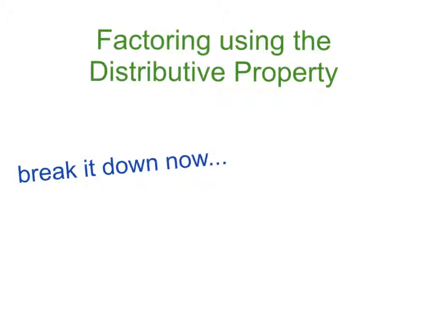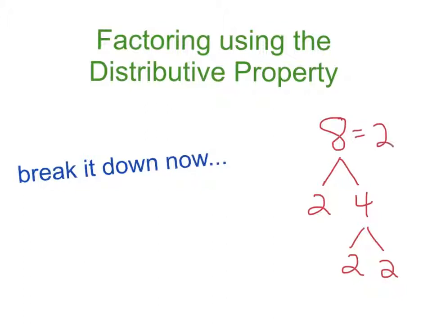Now, factoring, if you remember, is pulling things apart. We're breaking them down into all their different little pieces that would multiply together to make the big number. So for instance, if we are going to factor 8, we're going to break it down into 2 and 4, and then 2 and 2. This would be the prime factorization, 2 cubed, right? 2 times 2 times 2.